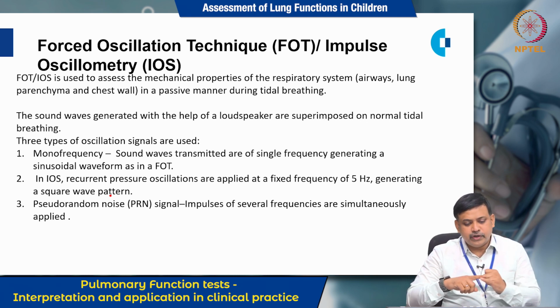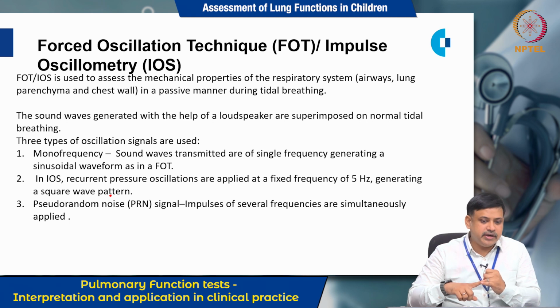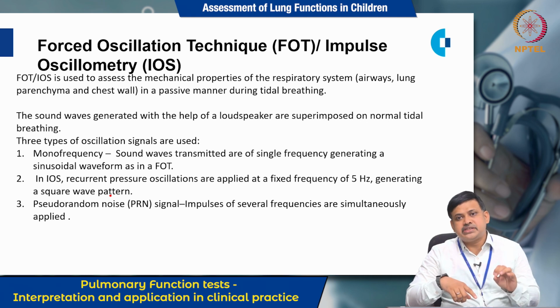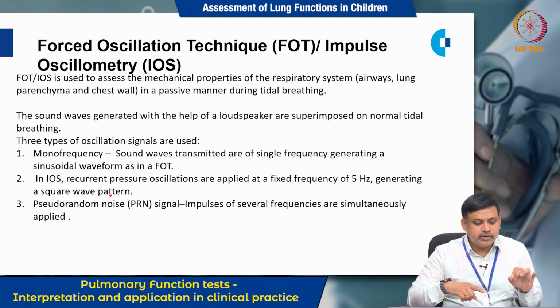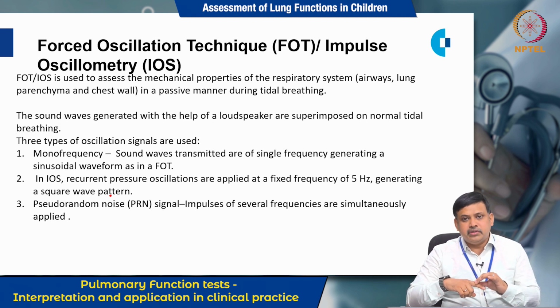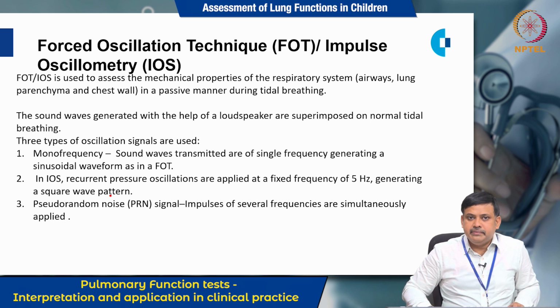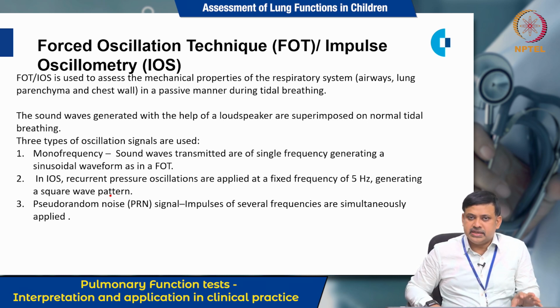One is monofrequency. The sound waves transmitted are of a single frequency, generating a sinusoidal waveform as in the forced oscillation technique. In impulse oscillometry, recurrent pressure oscillations are applied at a fixed frequency of 5 Hz, generating a square wave pattern. Pseudo random noise, PRN signals, so impulses of several frequencies are simultaneously applied. So, these are the 3 methods of frequencies of signals applied.